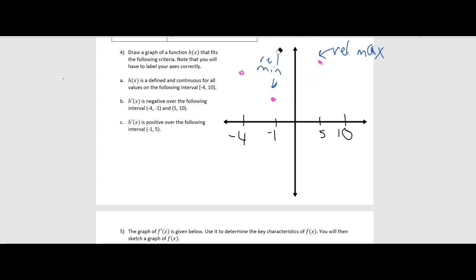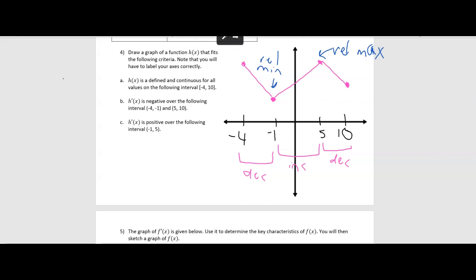So I could have something that looks like this, right? My function is still decreasing from -4 to -1, as well as from 5 to 10. And it's increasing from -1 to 5. And it still has those relative mins and relative maxes at -1 and 5, respectively. So many different ways you could draw this graph. Just make sure you have those key things labeled in there that you should have.